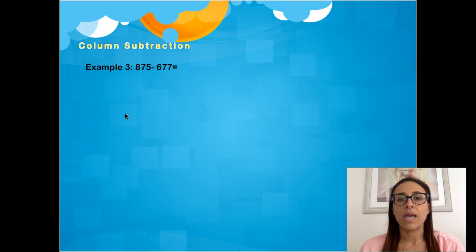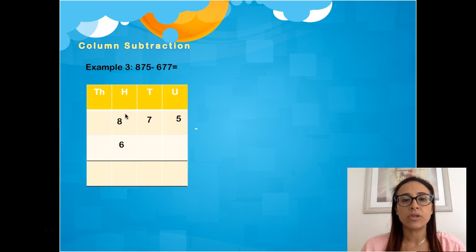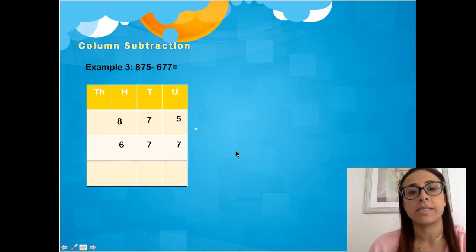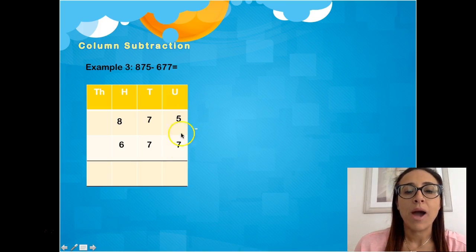Example number 3, 875 minus 677. Once again, we need to place these digits in the correct place value. 875 minus 677. Now we're ready to subtract. In the units column, we have 5 minus 7.